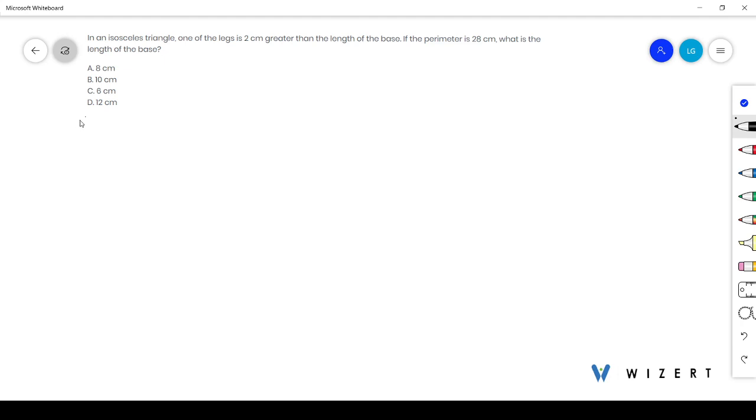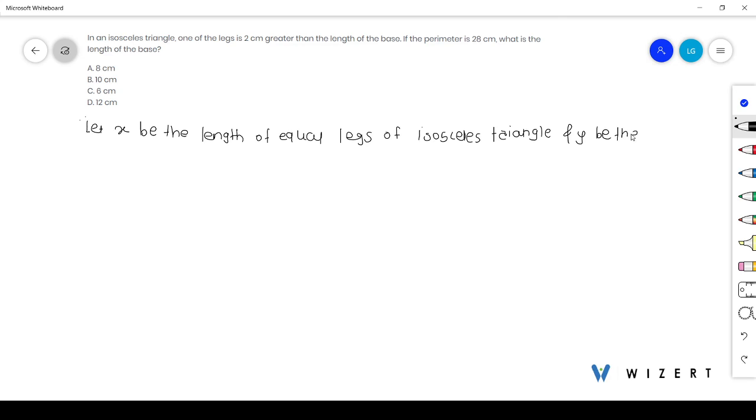Let x centimeter be the length of equal legs of isosceles triangle and y be the base of triangle.